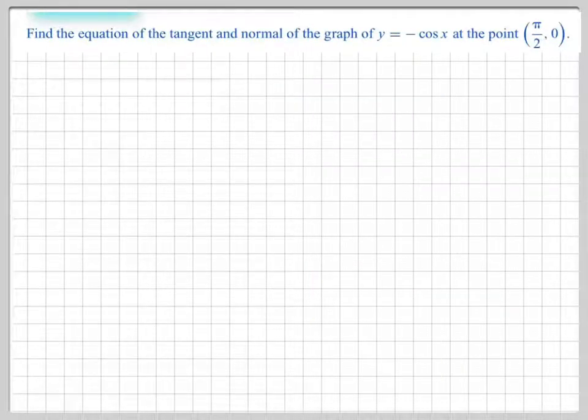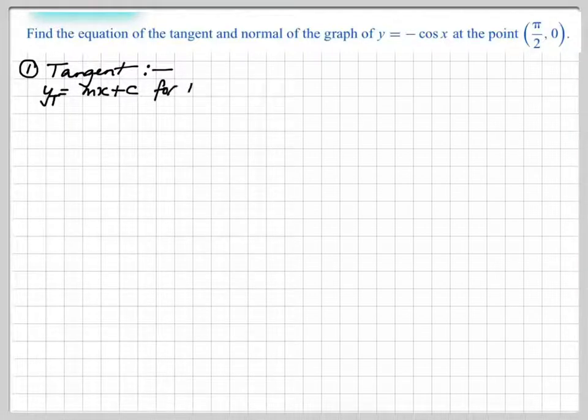Find the equation of the tangent and the normal this time of the graph y equals minus cos x. That's a pretty similar sort of question, except we've got to find the normal as well. Okay, let's do the tangent first. Same procedure as before, actually. I'm calling it y subscript t because I don't want to confuse it with y, the function y, which is minus cos x, if you know what I mean.